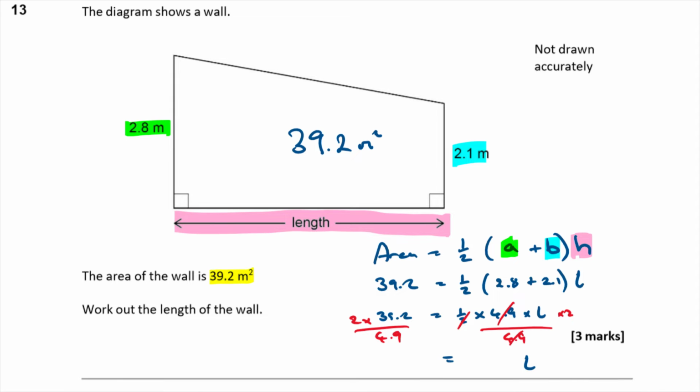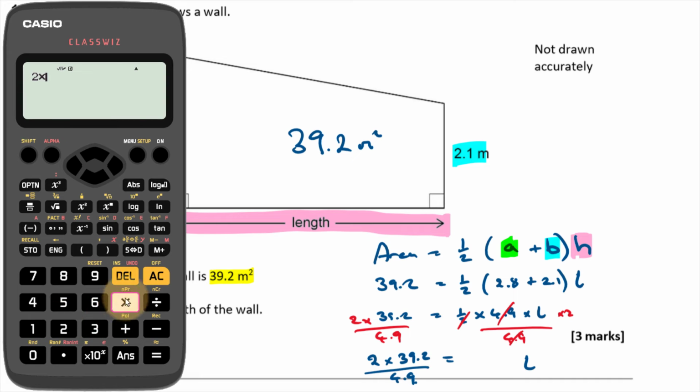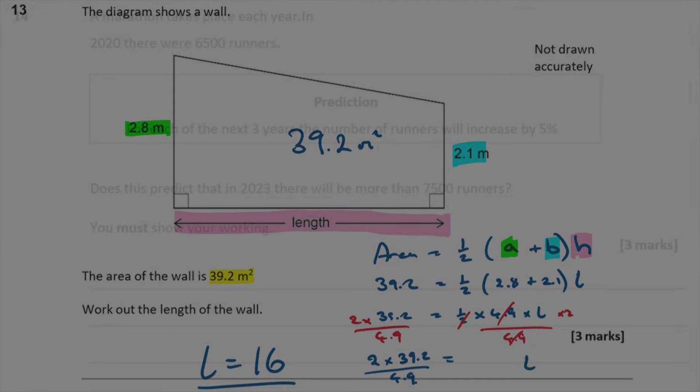Okay, and that will leave me with just L on the left then, won't it? So L is equal to 2 times 39.2 over 4.9. So tapping that into the calculator, 2 times 39.2 divided by 4.9, that comes out to be 16. So L equals 16.